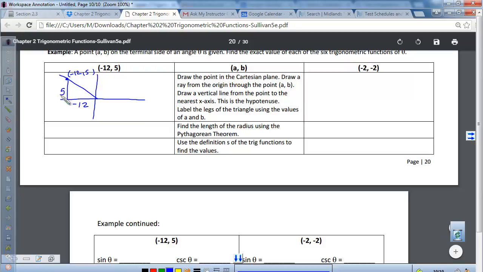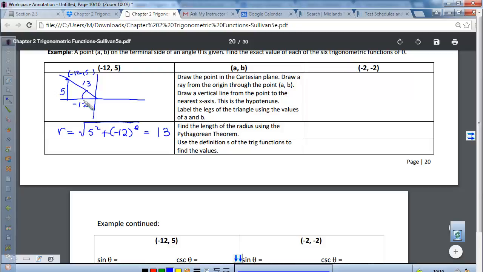In the next step, we're going to use the Pythagorean theorem to figure out the length of the hypotenuse. So we can say r equals the square root of 5 squared plus negative 12 squared. We get the square root of 169, or 13. 5, 12, 13 is another Pythagorean triple. That's one we might see from time to time, and you could remember. Now that I have that, this is 13. Then from here, we're going to look at our trig function values.